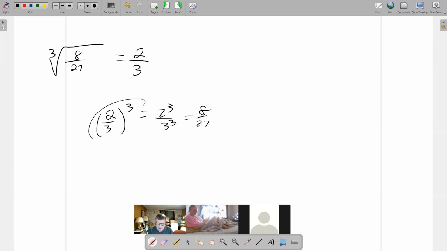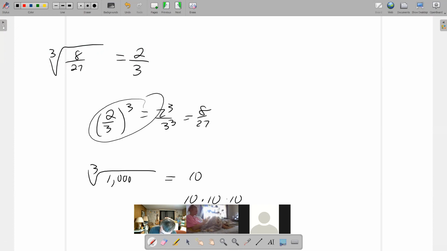This is kind of going back to some of those rules back in chapter 5. All right. What's the cube root of 1,000? 10, because 10 times 10 times 10 is 10 cubed is 1,000.